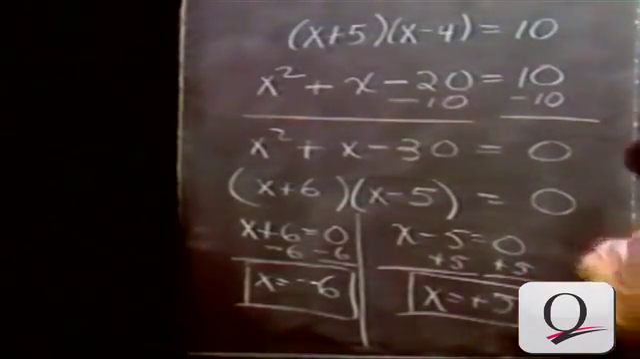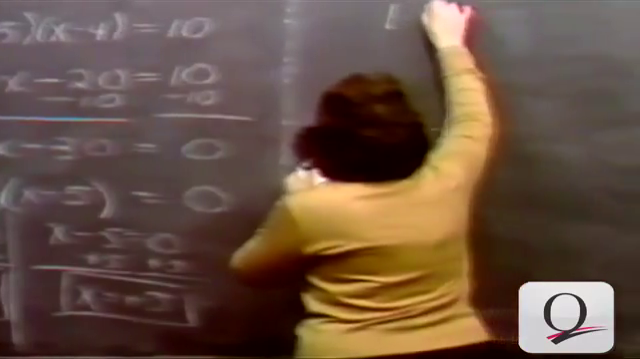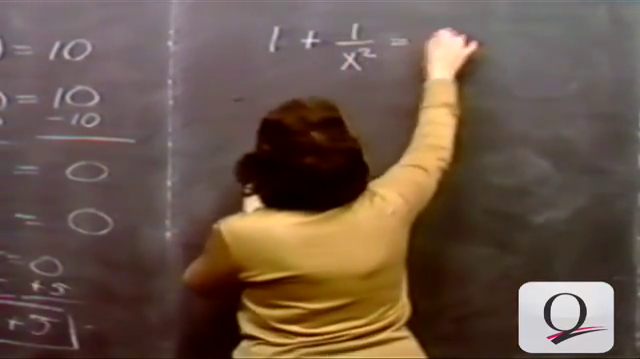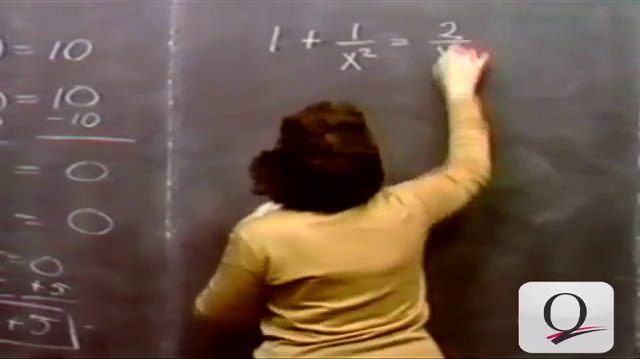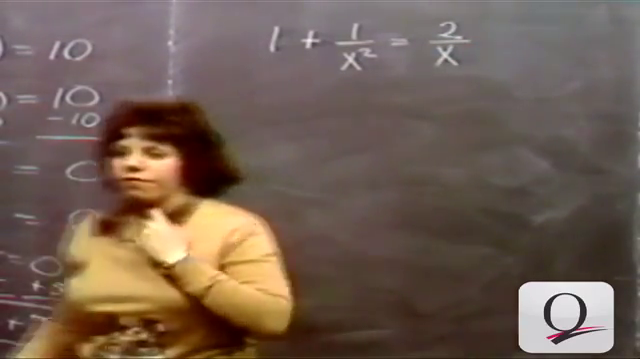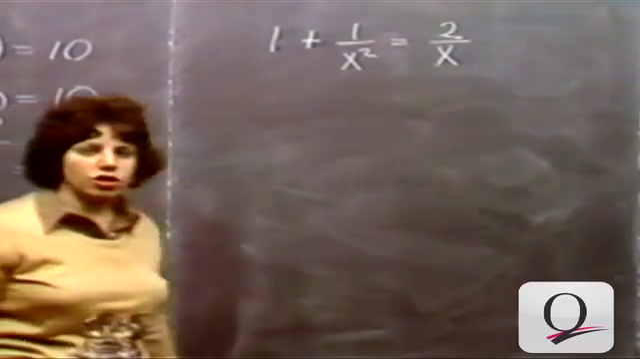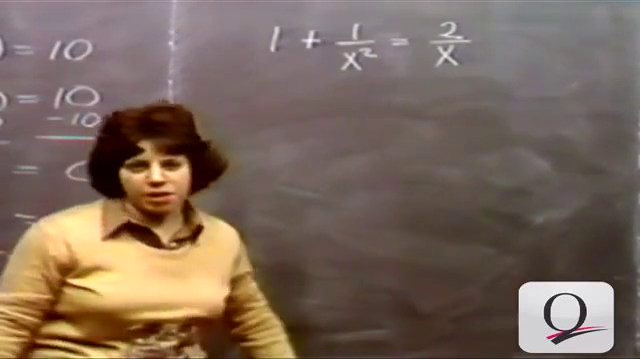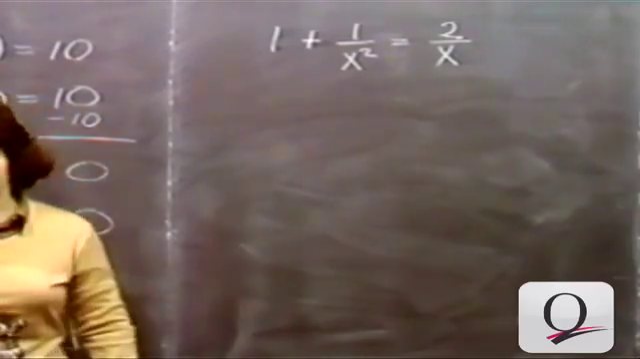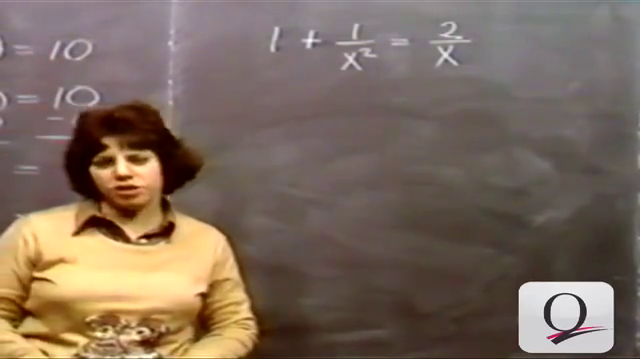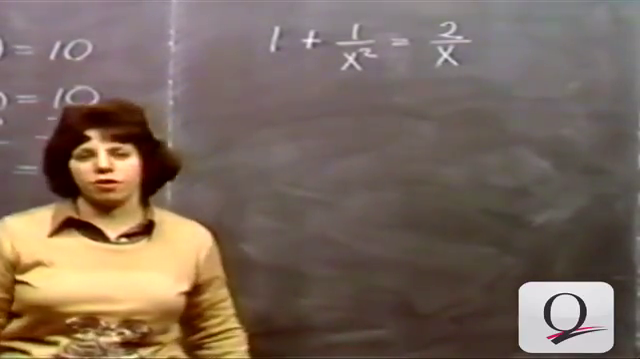Okay, let's try another example. 1 plus 1 over x squared equals 2 over x. Okay, here we have a fractional equation. We know our procedure with fractional equations is always to find the lowest common denominator, and multiply both sides of the equation by the lowest common denominator, because in doing that we will eliminate all fractions, then we'll have a regular equation to worry about.